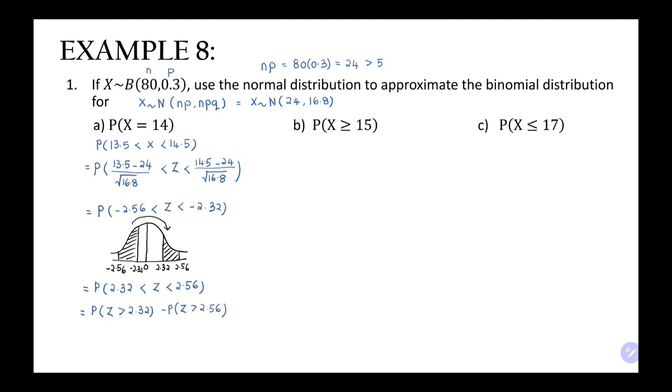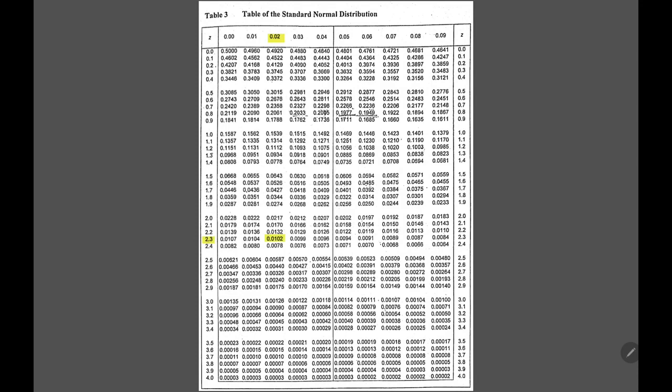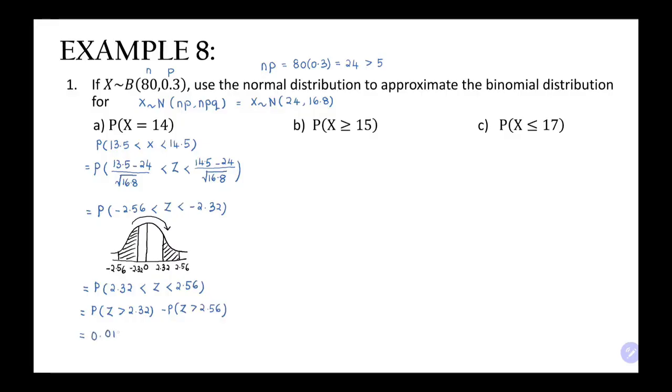Okay, we have symbol greater and positive value, so we can check table. We find 2.32, so 0.0102, and we find 2.56, so 0.00523. So we copy this to answer. 0.0102, we minus with 0.00523. Then we minus, we get answer 0.00497.